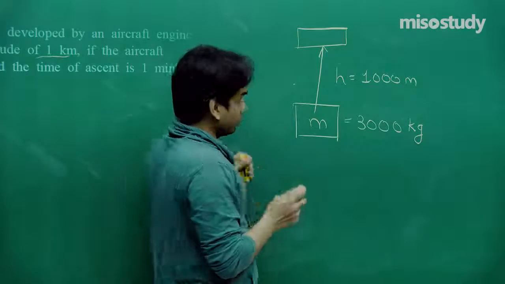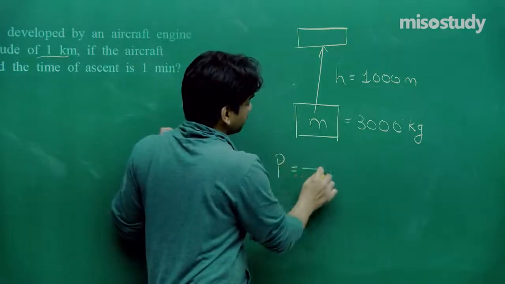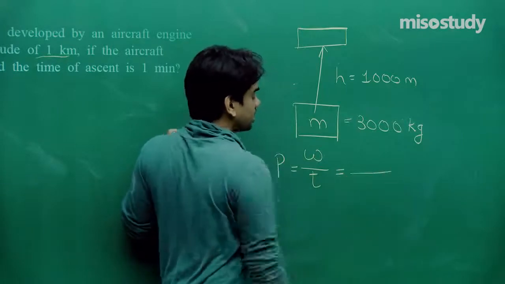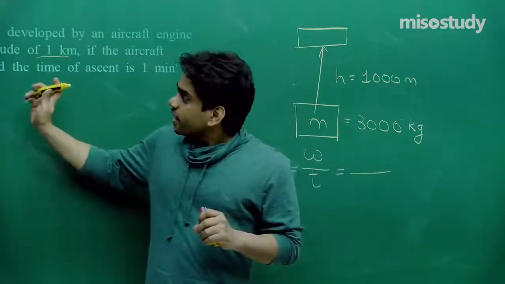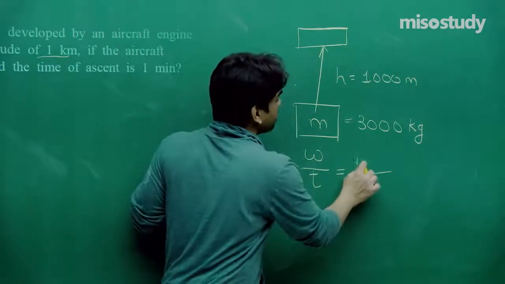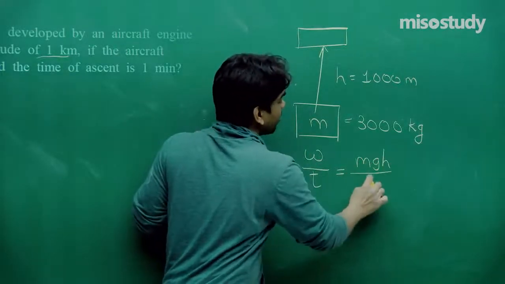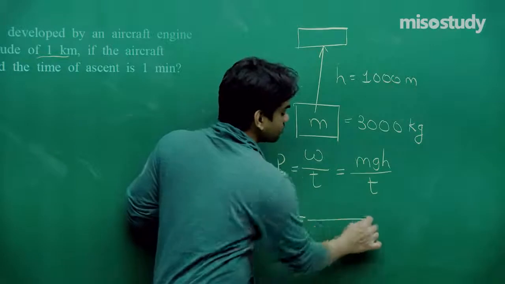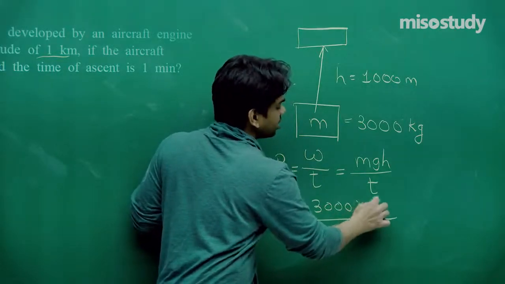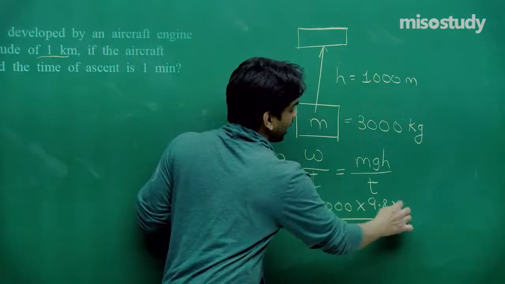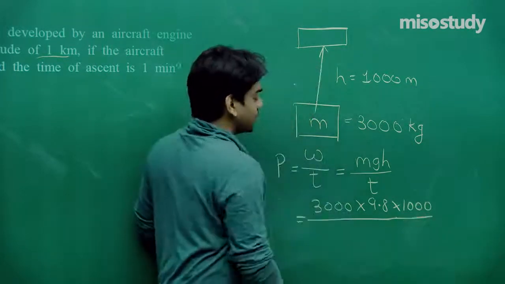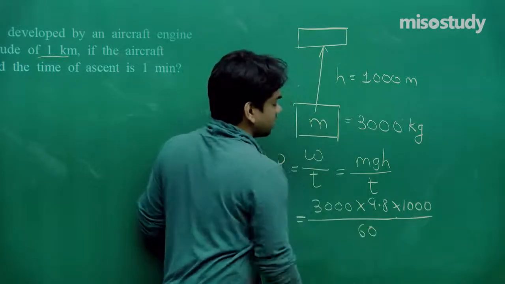Power we need to find out. Power is what? W, work done, by time. Now understand the next thing, W will be what? mgh, the increase in potential energy. So that will be mgh divided by time. Put up the values. Mass is 3000 kg, g is 9.8, height is 1 kilometer, so multiply here 1000, divide by time, that's 1 minute, so 60 seconds.